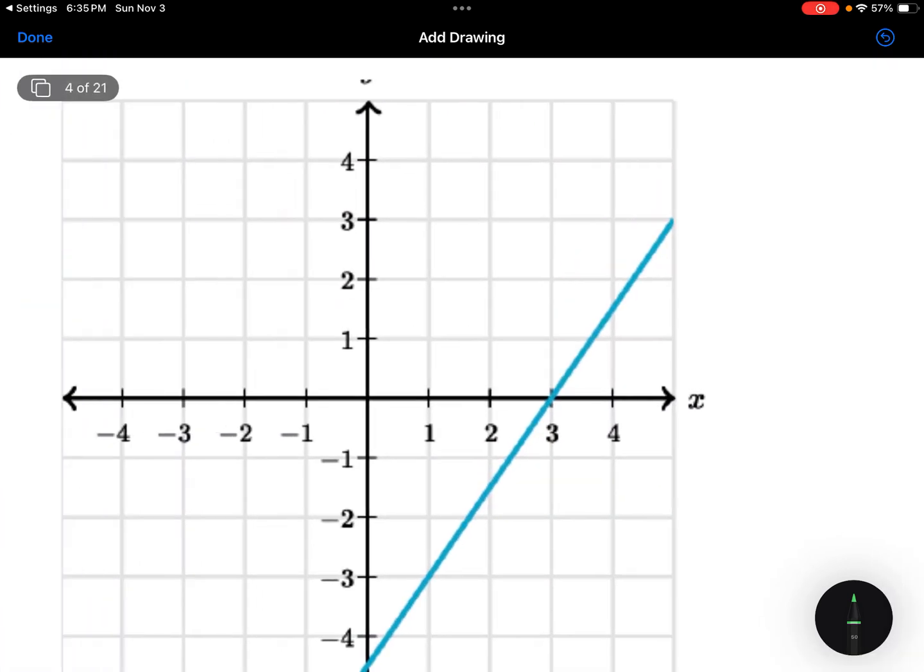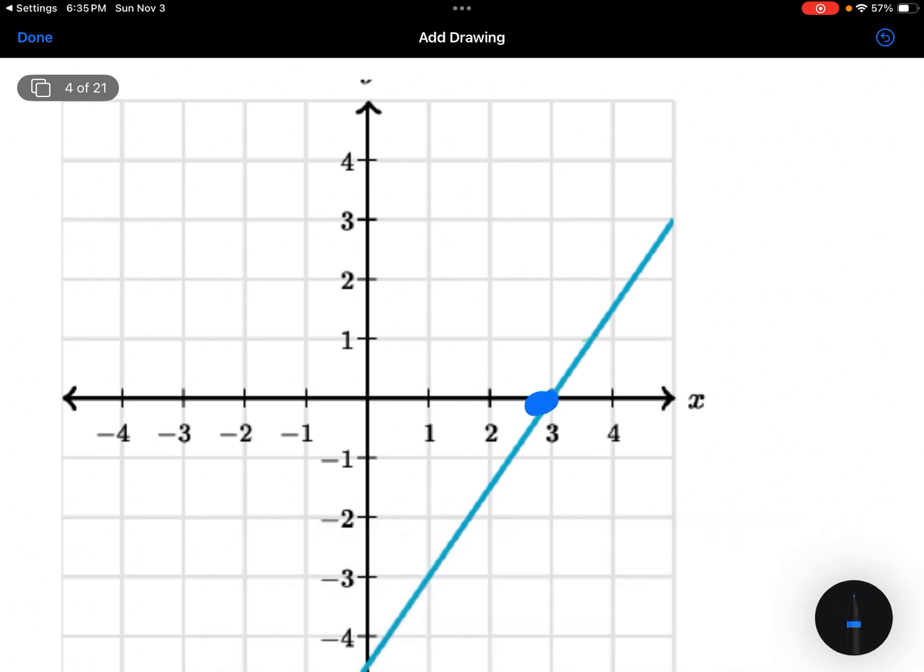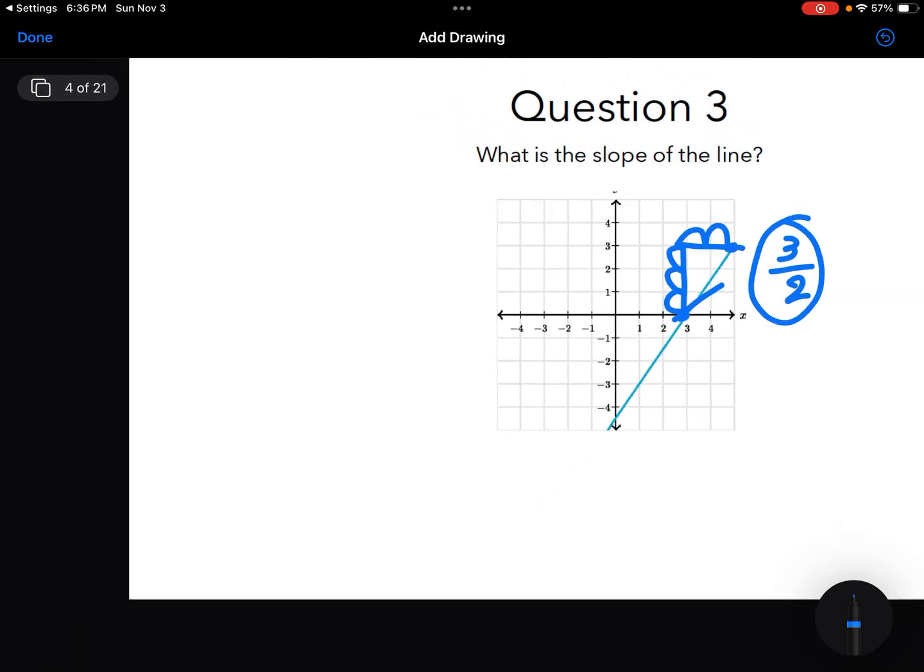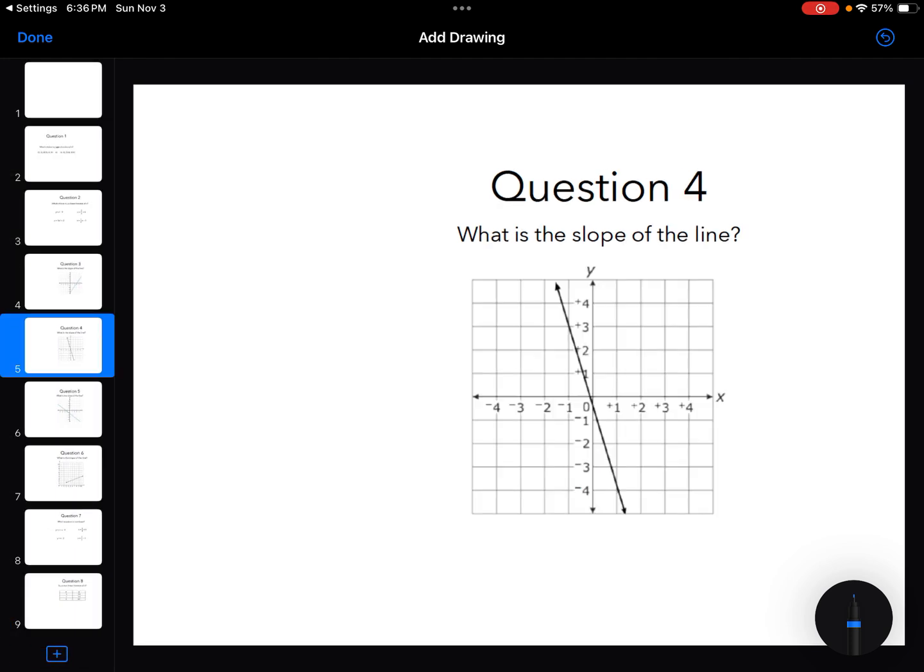What's the slope of this line? It's got to go through the corner of the box. This one isn't in the corner, so I can't use that point. So I'm going to use this point and this point. I do my rise over run. 1, 2, 3 over my run, 1, 2. This is a positive slope, so it's 3 over 2. I'm not going to change it into a mixed number.